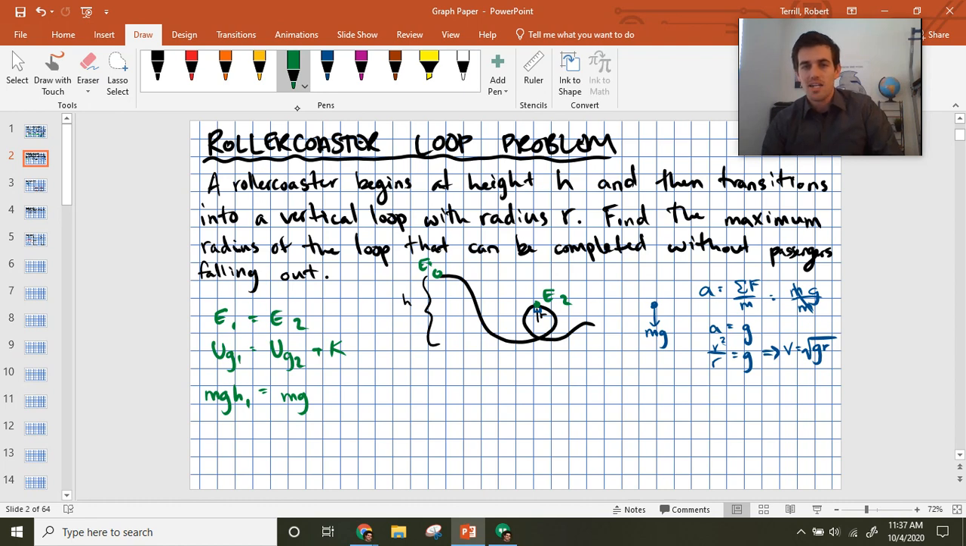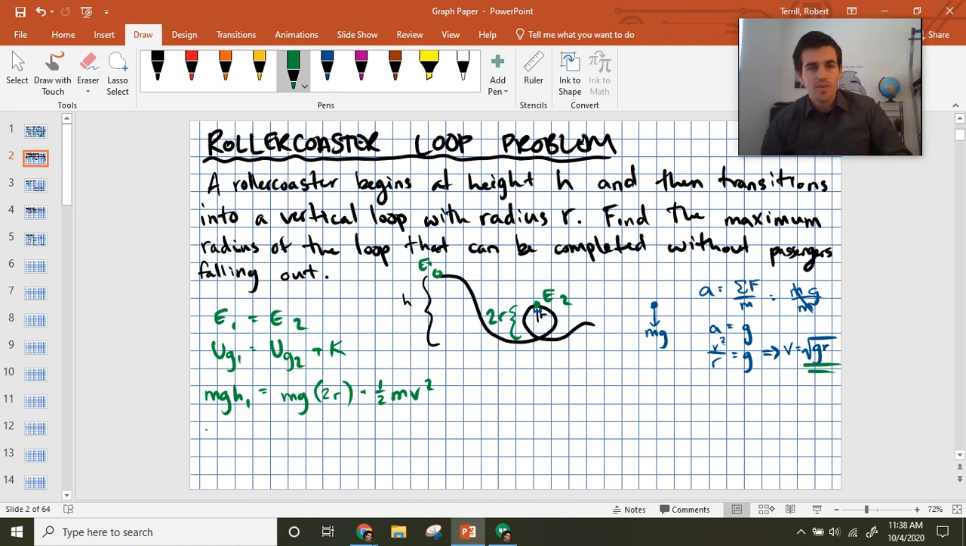What is the height here? The height of this is going to be equal to 2 times the radius, because that's how far the loop would be off the ground. So I'm going to put in a 2 times r right there, plus 1/2 mv squared. But the velocity that we're going to use there is the square root of gr, because that's the minimum speed. That's what we already know. We have to at least be at that speed to stay in the roller coaster.